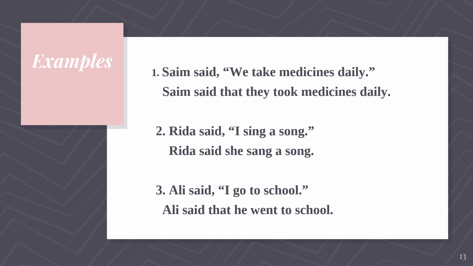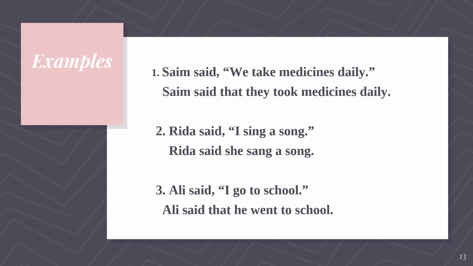Let me give you more examples. Symes said, we take medicines daily. Now it is in simple present tense. When we are changing it into simple past, we will use Symes said. Then we will remove inverted commas and the comma. We will add that. And we would be changed into they, and the second form of the verb is took. Symes said that they took medicines daily.